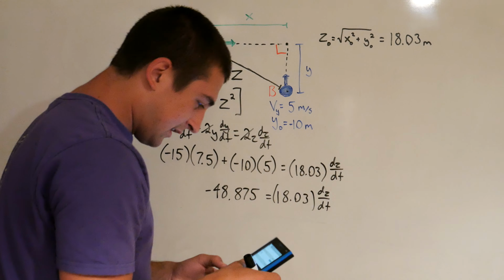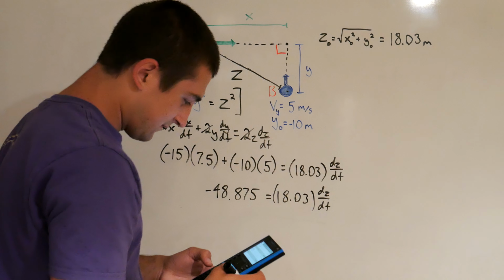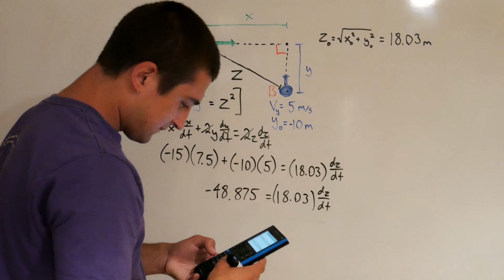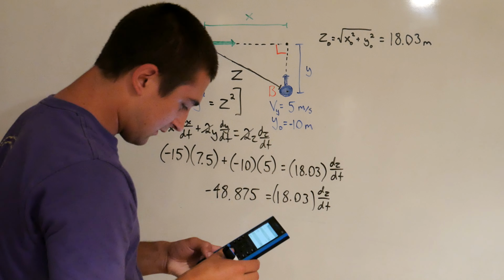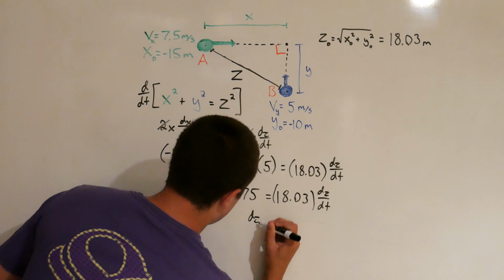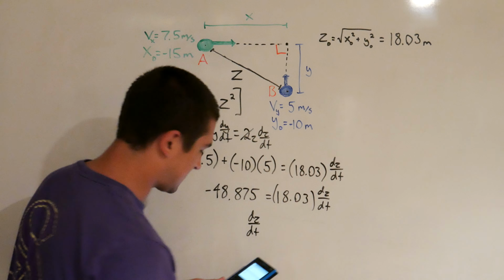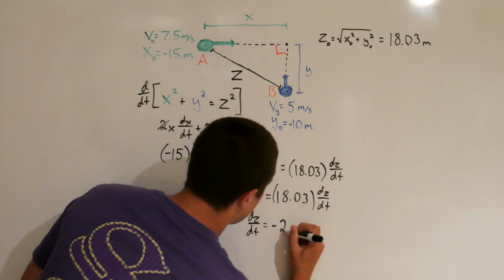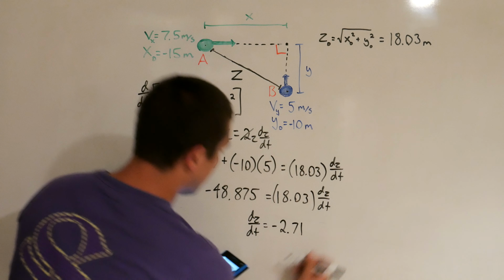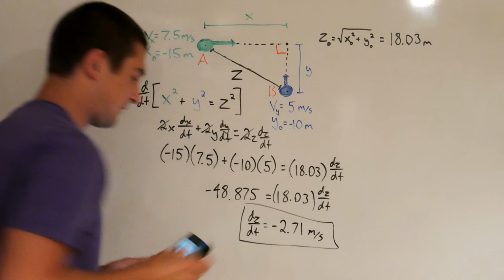So that divided by 18.03, we get dz/dt, or the rate at which the distance between our two objects is changing, is equal to minus 2.71 meters per second. And there it is.